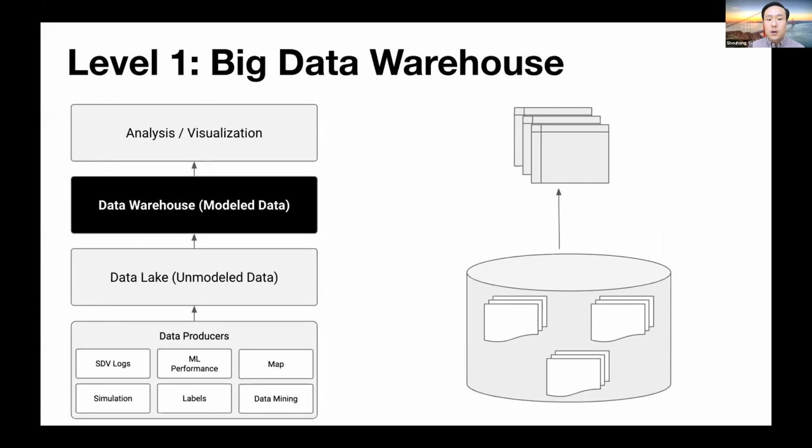We need to apply a data model to those unmodeled data files and promote those to queryable tables, i.e. we utilize a data warehouse. It could be Hive, it could be Presto, and then we can translate those unmodeled data files into nicely queryable tables.